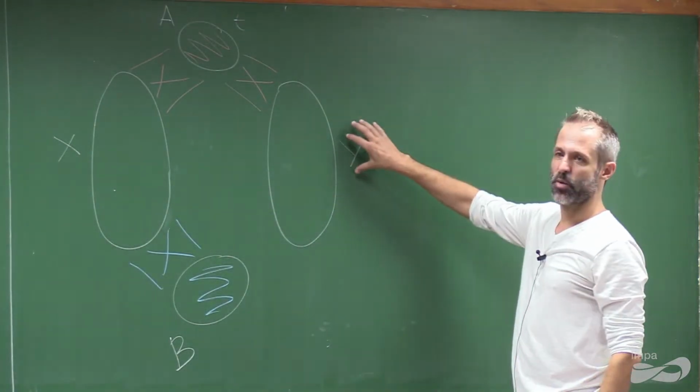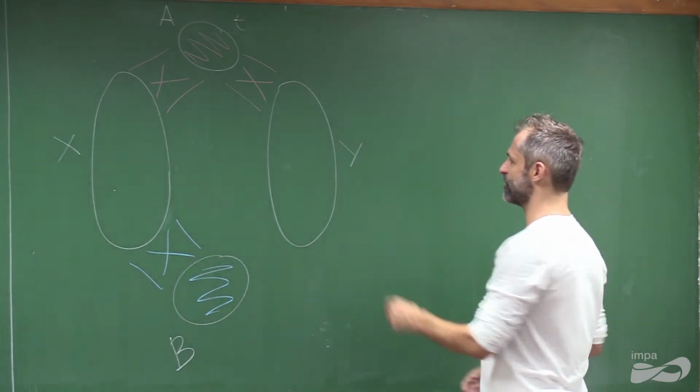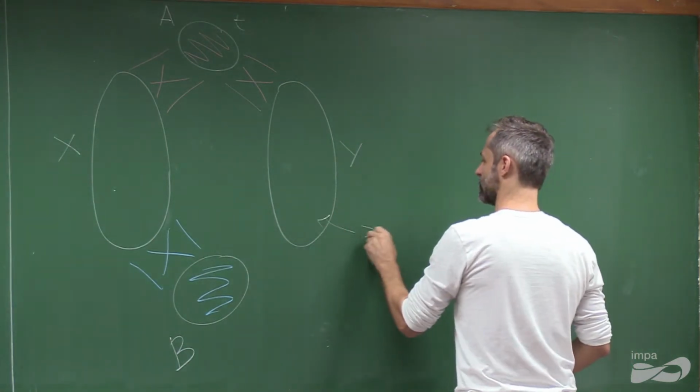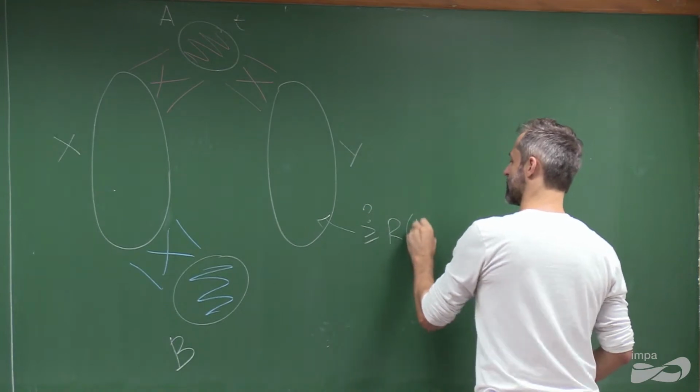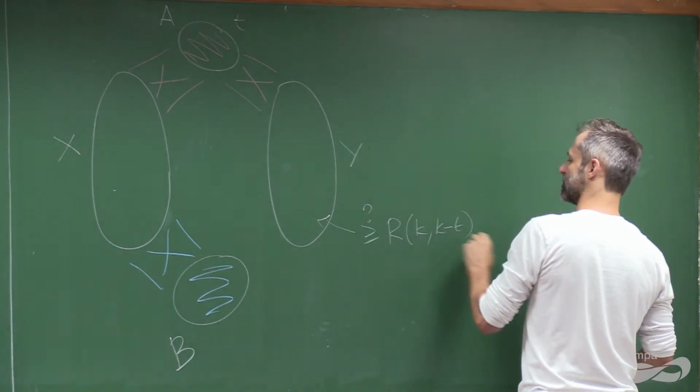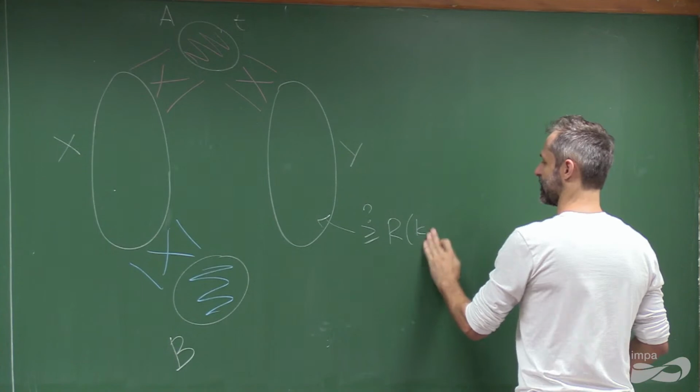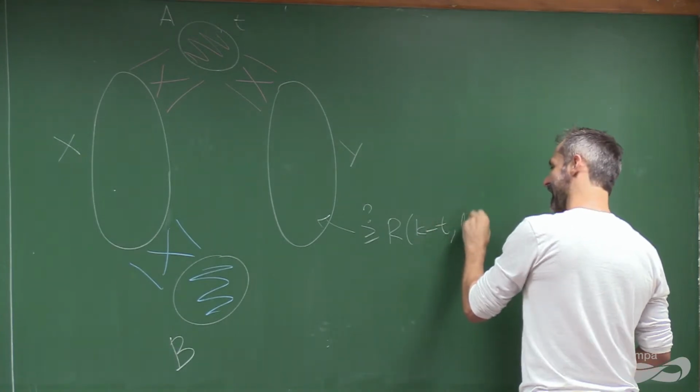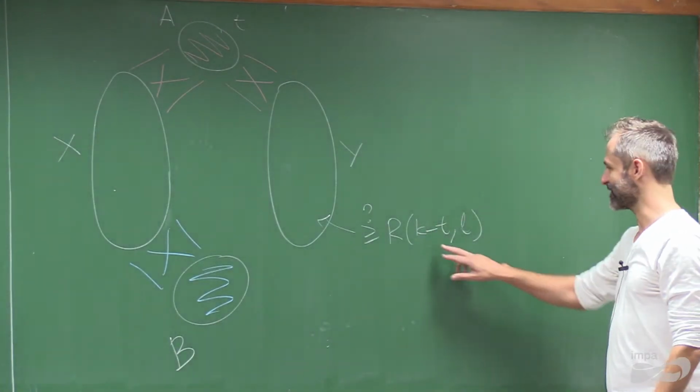And we'd like to make Y as large as possible, large enough so that, question mark, is this bigger than Ramsey R(k minus t, L)? I should say, sorry, get this right, k minus t, L. Right, now we're doing off diagonal.